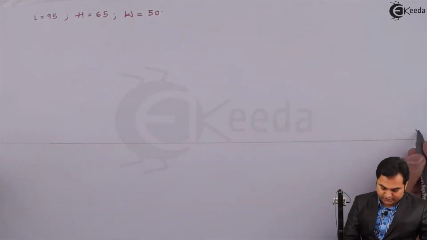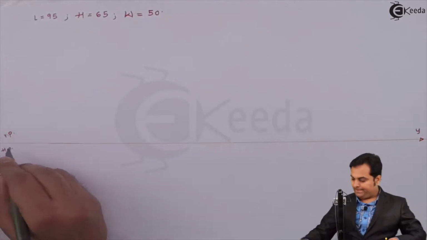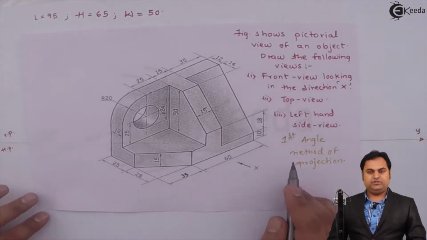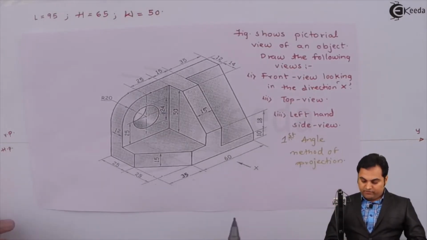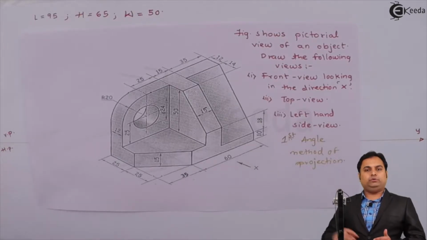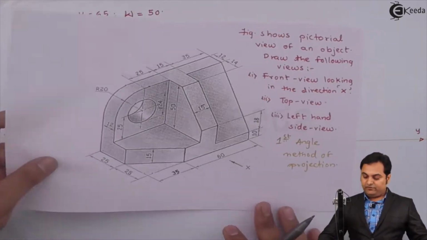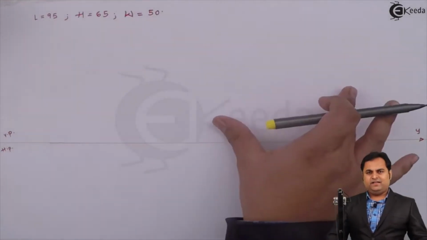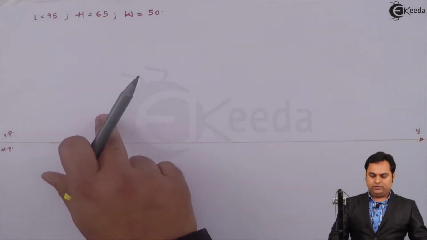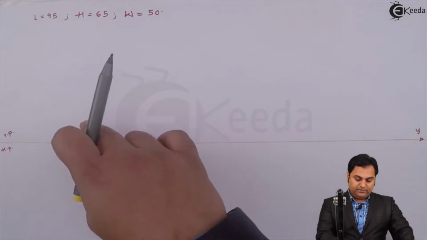This is XY line and VP, HP. When we are drawing with the help of first angle method of projection, in that case, if we have to draw left hand side view, it should be drawn onto the other side, that is onto the right hand side. It means side view will be in VP on the right hand side. Side view and front view, they are adjacent to each other. It means front view will be on left side. So front view will be here, side view at this location, top view will be below the front view, that is in HP.